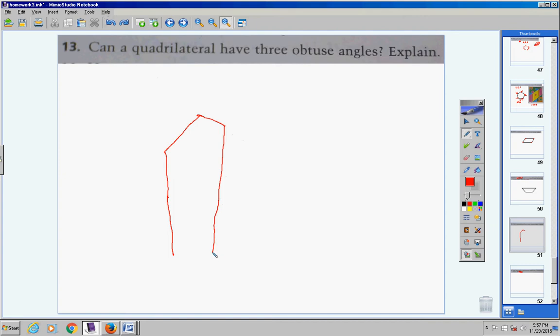Now eventually, these 2 lines would intersect down here, okay? I know I've bent them a little because I'm running out of room, but they would eventually intersect because their slope is leaning toward each other. This is bigger than 90, this is bigger than 90, this is bigger than 90, so not the best drawing in the world, but you get the point. Yes, it is definitely possible to draw a quadrilateral with 3 obtuse angles, definitely.